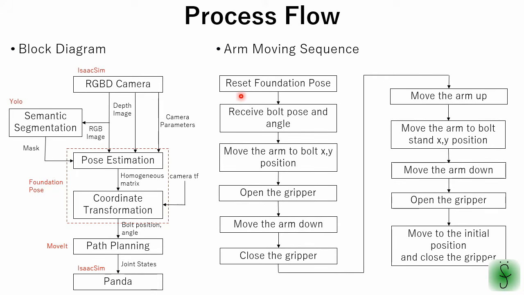Here it is. Firstly, we publish a trigger to reset FoundationPose. We do this to make FoundationPose infer the new bolt position. Otherwise, it will try to track the position of the bolt that we already moved. After this, our movement is straightforward. We move the arm above the bolt. Open the gripper and move it down. Hold the bolt and move the arm up. Then, the arm places the bolt onto the specified groove and moves to the initial position.